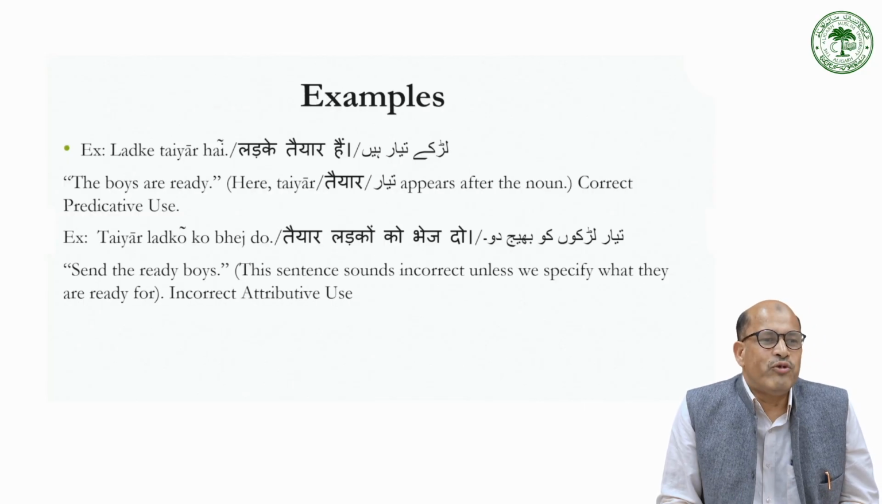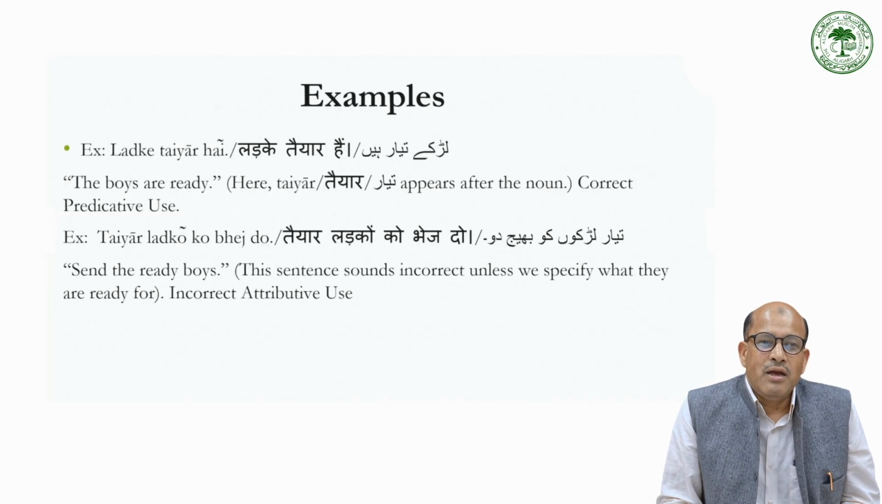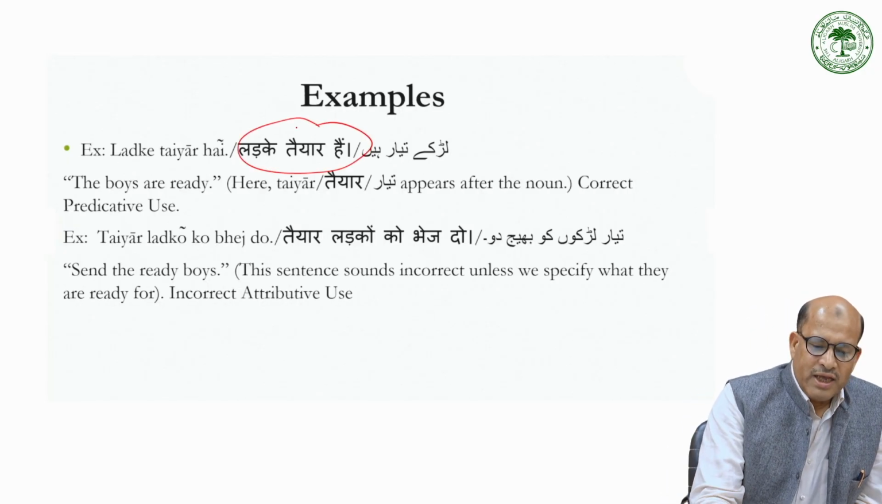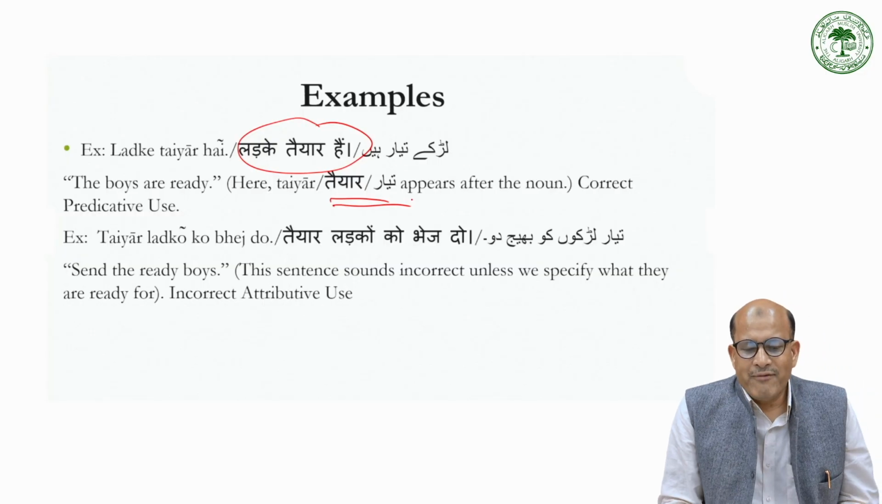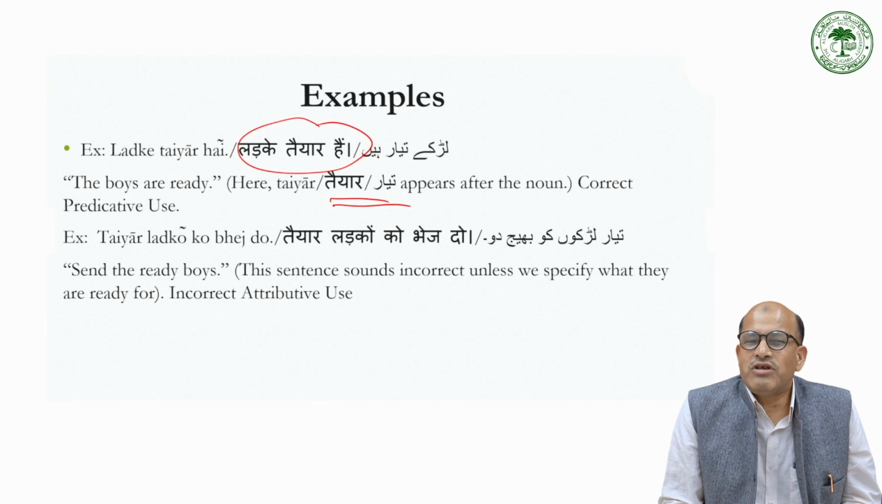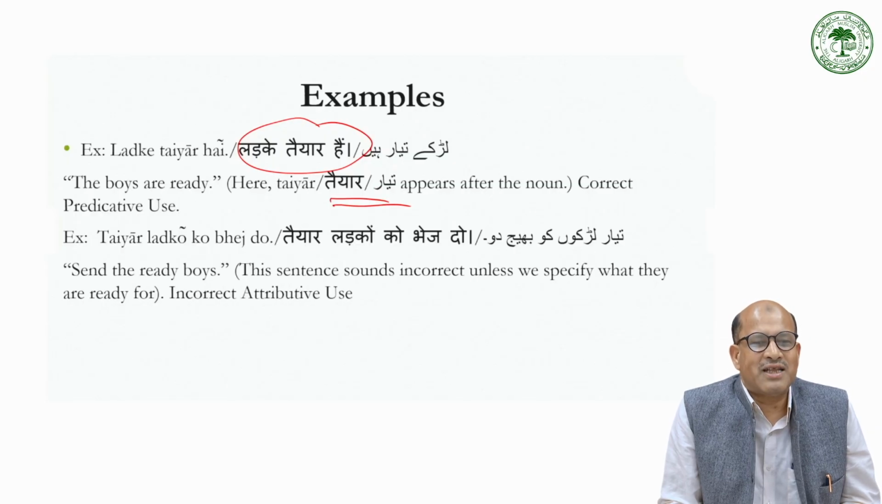If you look at the examples, ladke tayyar hain, the boys are ready. Tayyar appears after the noun, so this is correct predicative use. However, if you look at this sentence, तैयार लड़कों को भेज दो, send the ready boys, this sentence sounds incorrect unless we specify what they are ready for. So it is called incorrect attributive use of the तैयार.